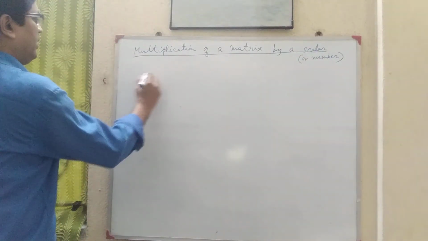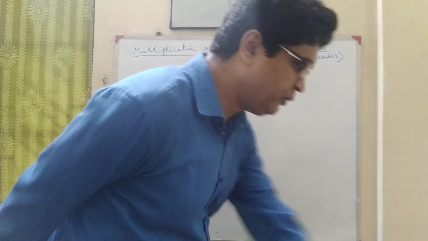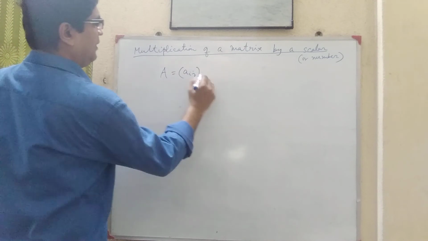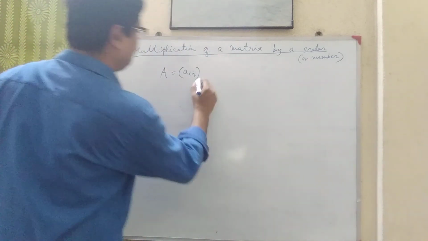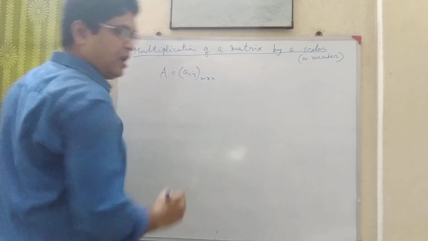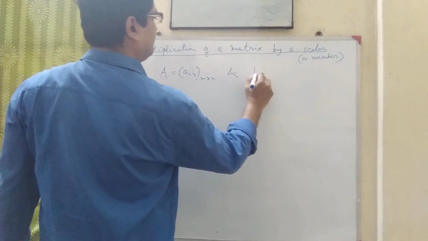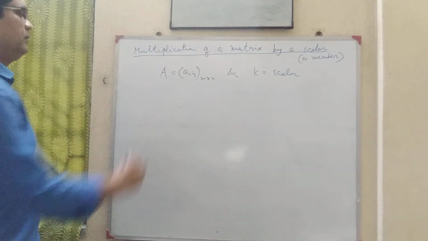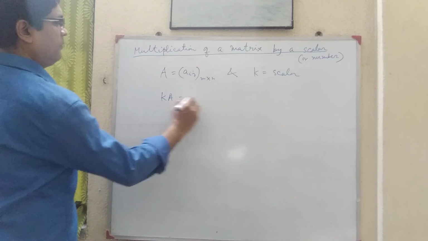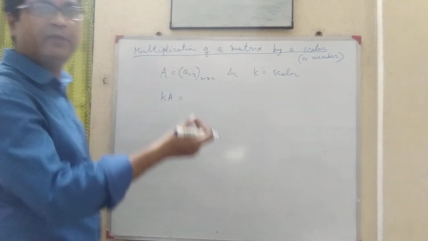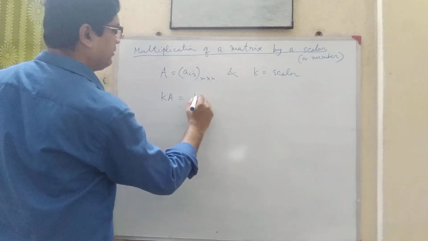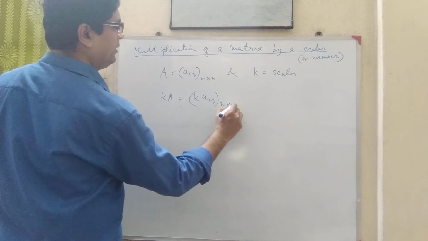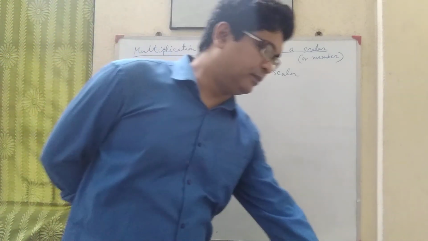it's given, suppose the matrix A is equal to Aij, m by n, and the scalar is, suppose, k. If we multiply this, then k into A will be just the corresponding elements. Each of the elements we have to multiply by that scalar. So k times Aij, and the order will be the same. Okay.